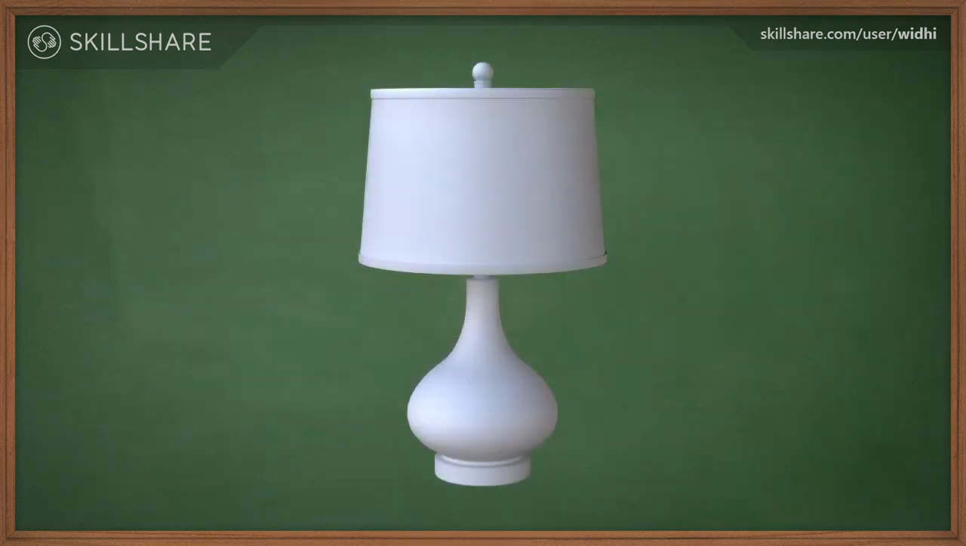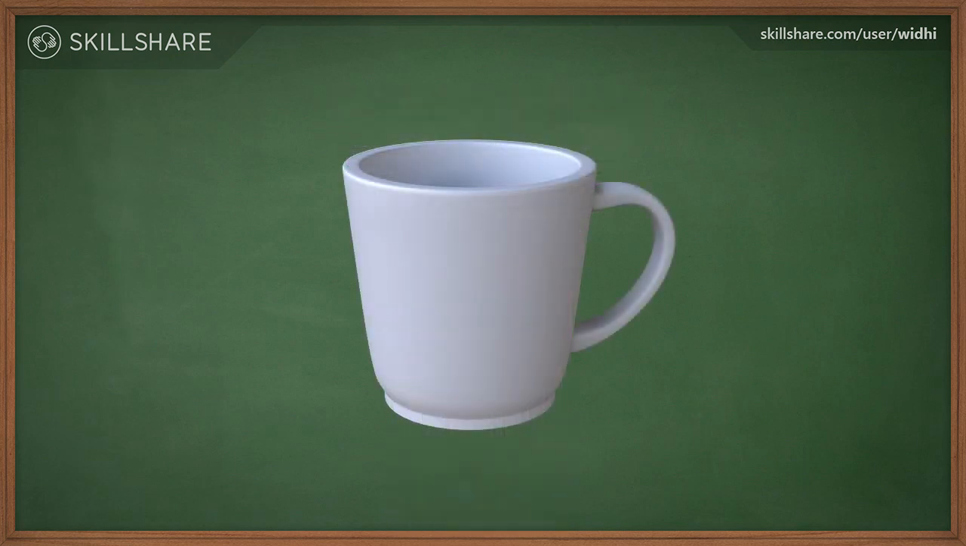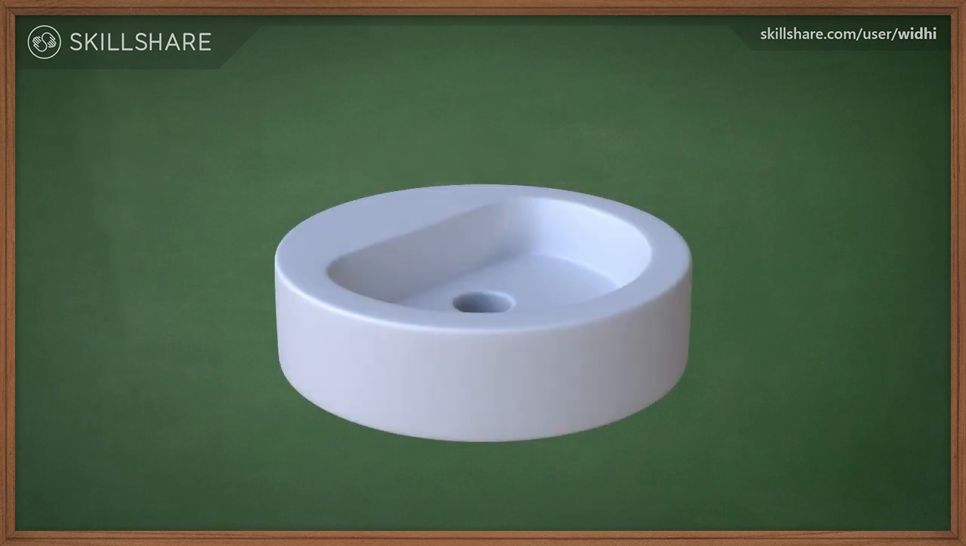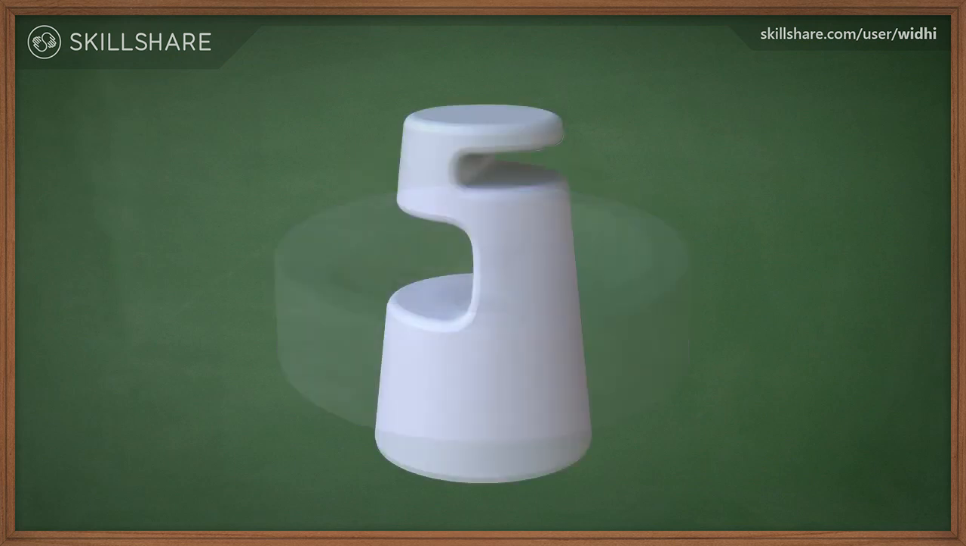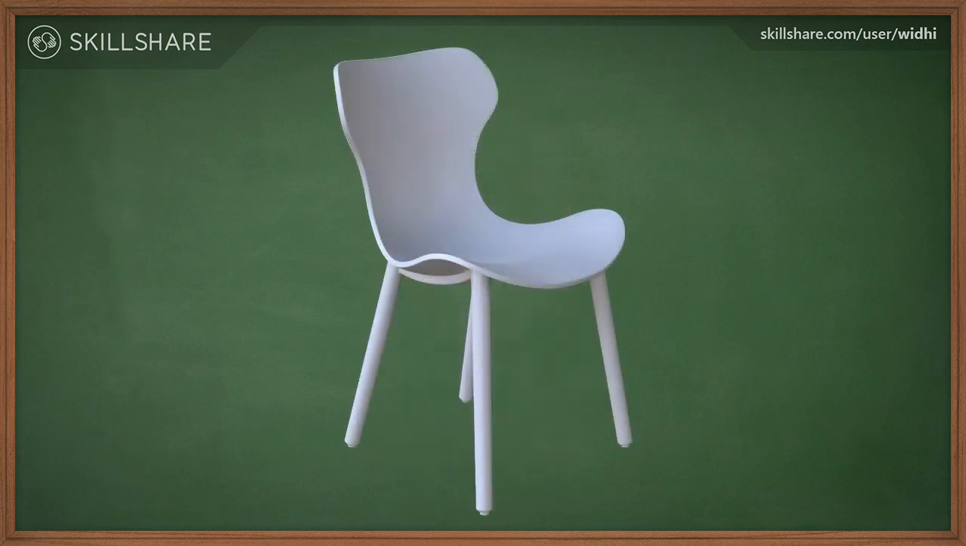Then learn how to create this table lamp. And you will learn how to easily model this Roman column. Starting at chapter 8, we will model this teacup object, and then this wash basin object. After that, we will create this stool product. And finally, in the last chapter, we will model this chair product using the techniques we've learned previously in chapter 8.